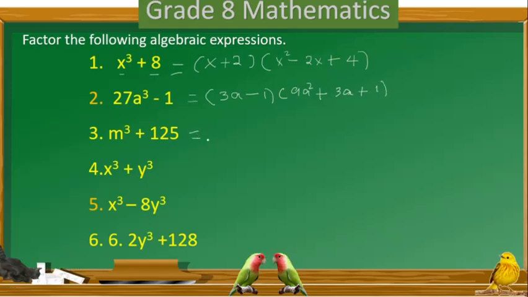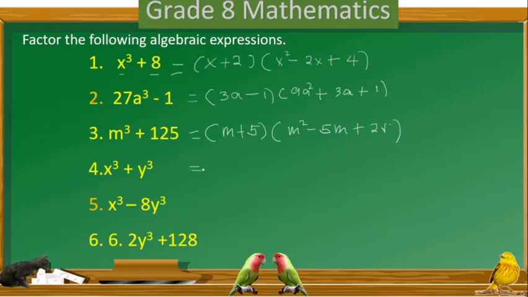For the third example, we have m cubed plus 125. The cube root of m cubed is m. Then the sign plus, the cube root of 125 is 5. Then the square of the first term is m squared. Then the opposite sign. Then the product of the first and last term is 5m. Then the sign plus. Then the square of the last term, which is 25.